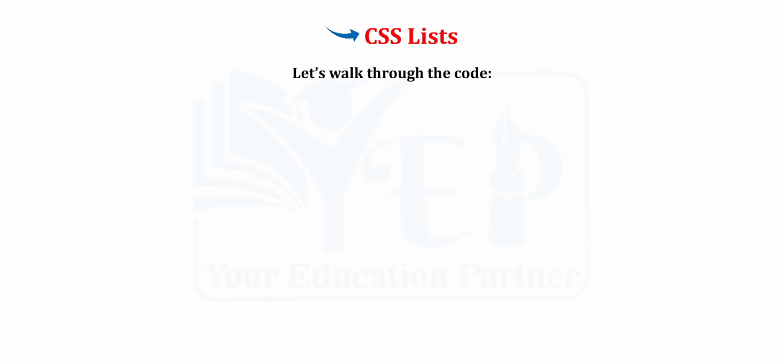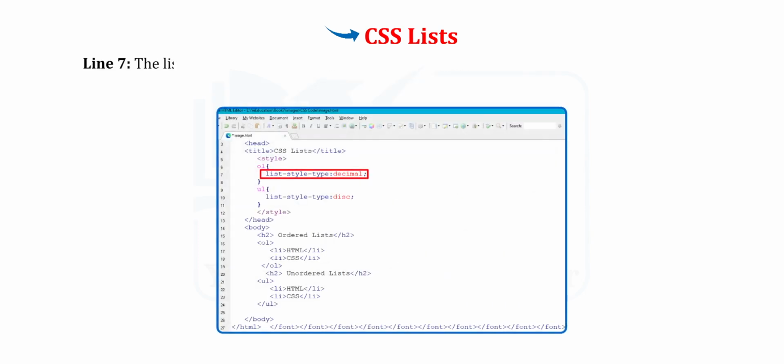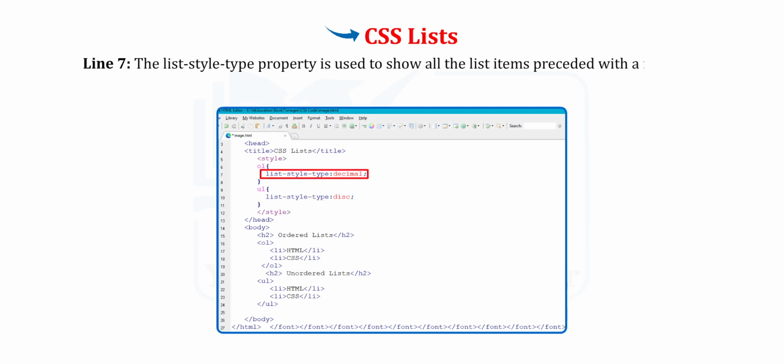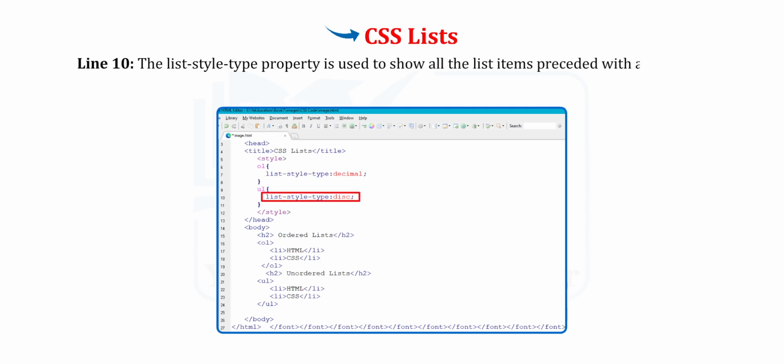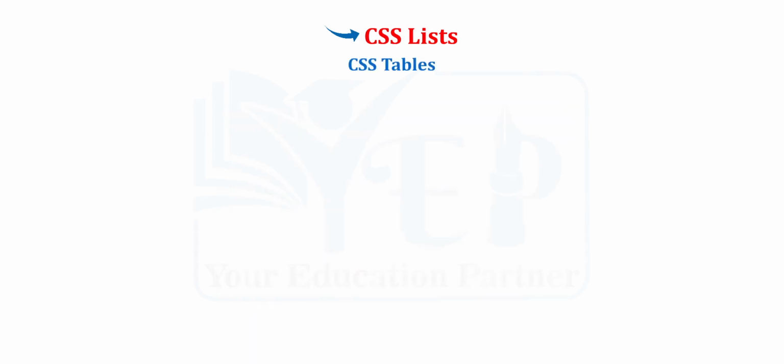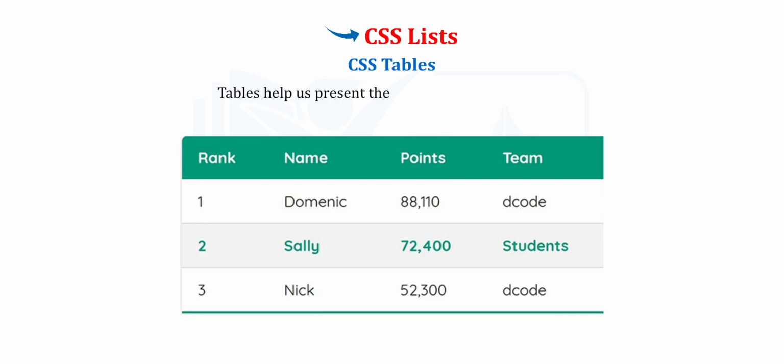Let's walk through the code. Line 7. The list style type property is used to show all the list items preceded with a numeric value and a dot. Line 10. The list style type property is used to show all the list items preceded with a number and a disk symbol.